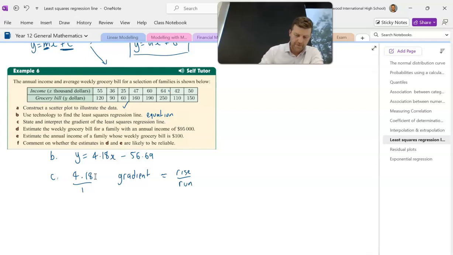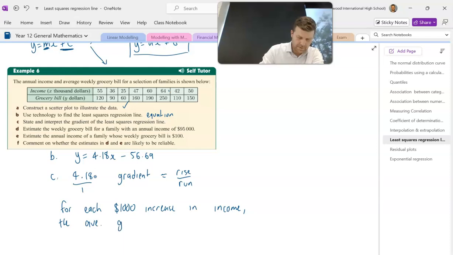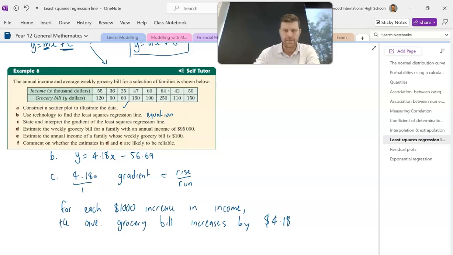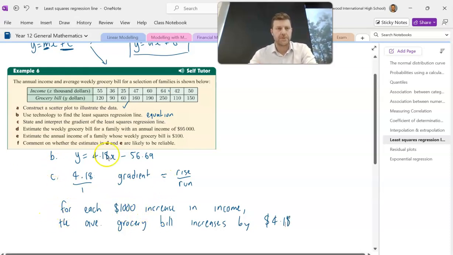So interpreting it in terms of the problem, for every $1,000 increase in average income, the average grocery bill increases by $4.18. Okay, so that's what it means in terms of the problem.